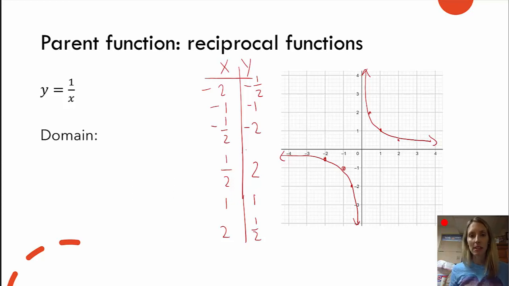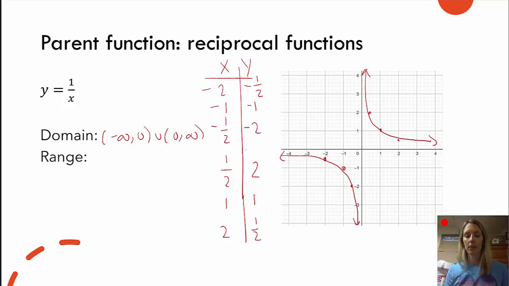Well, what's the domain here? We can plug in every value in the entire real number system, since every number has a reciprocal except for 0. So the domain here is going to be from -infinity to 0, and then from 0 to infinity. The range is going to have the same issue. We're never going to get 0. It's just never going to happen. It's never going to cross that x-axis. So the range is going to be from -infinity to 0, and then from 0 to infinity.